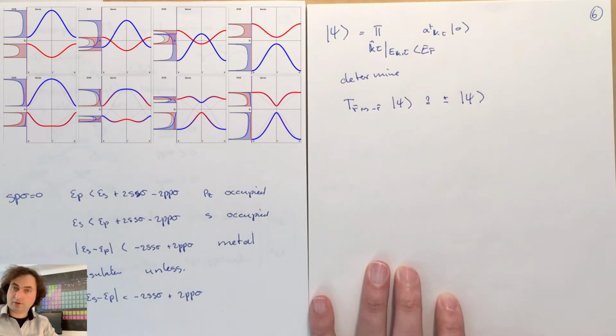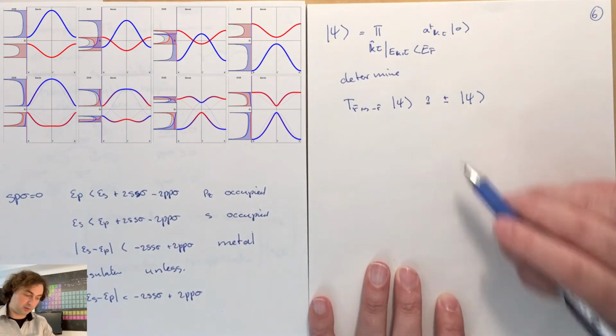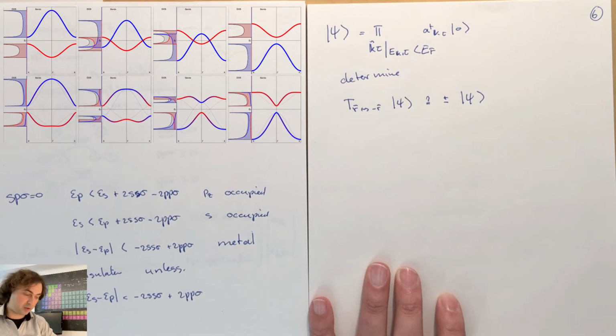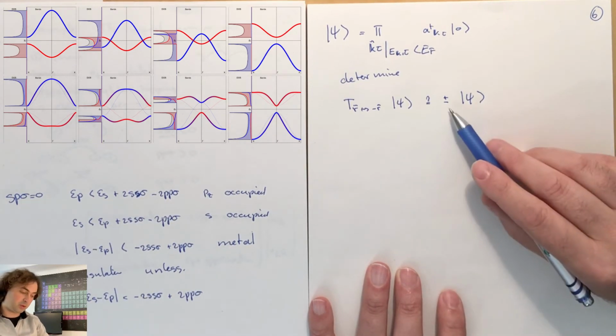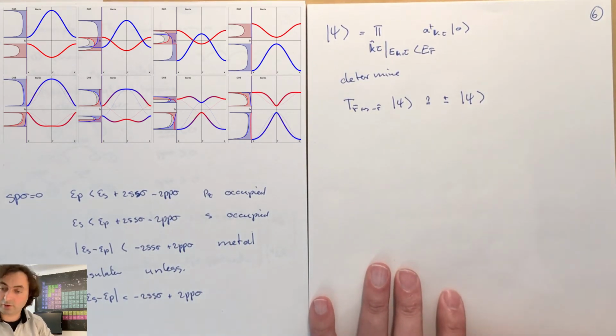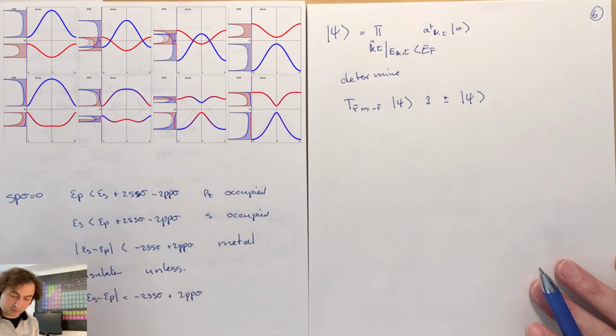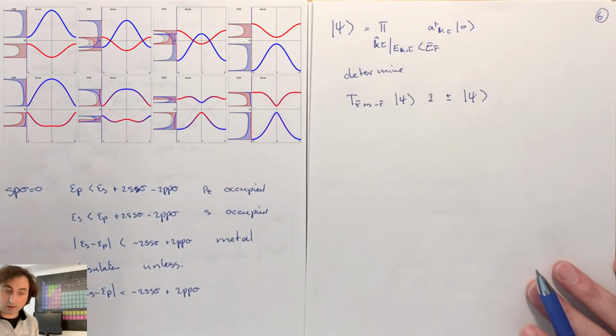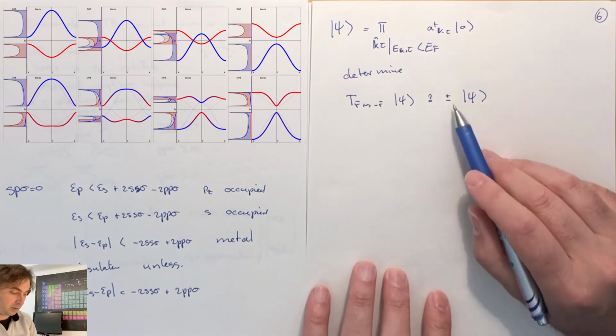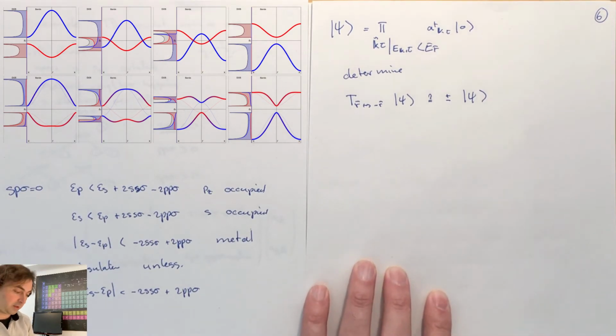We know that you're in an eigenstate of the Hamiltonian. The Hamiltonian has inversion symmetry, so it must also be an eigenstate of the inversion operator. And the eigenstates of the inversion symmetry operator are either even or odd. So we have either a plus 1 as eigenvalue or a minus 1 as eigenvalue.